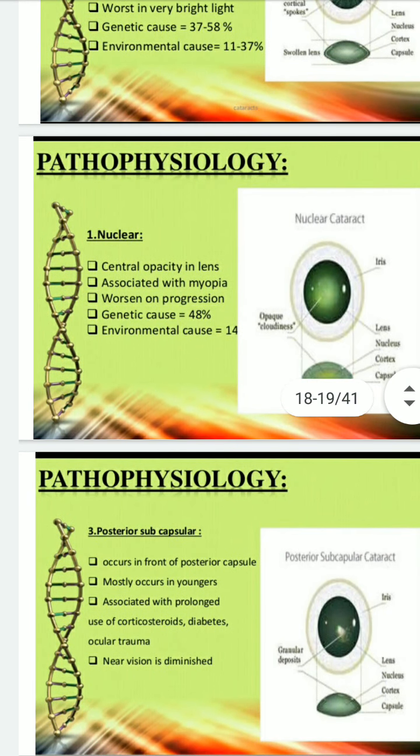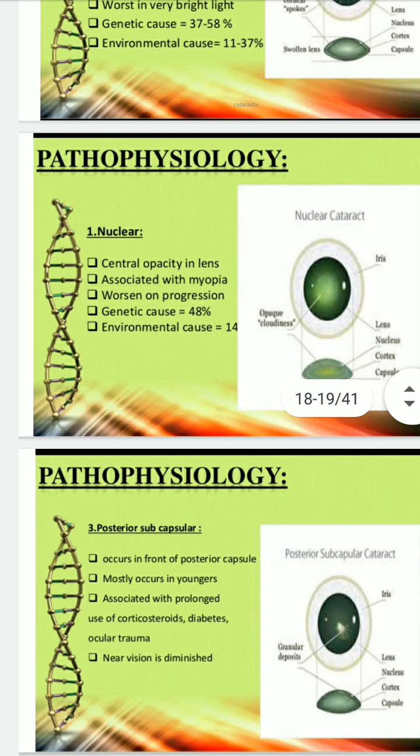The nuclear cataract is associated with myopia, which worsens as the cataract progresses. That is, it is the central opacity in the lens.